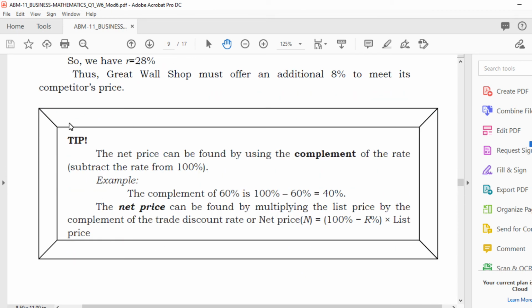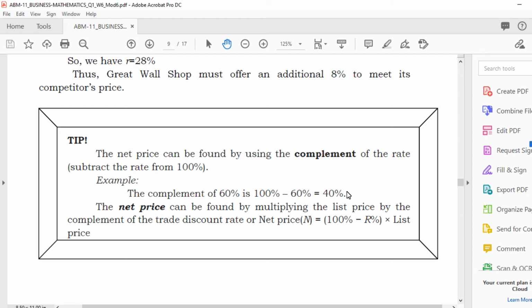So, yun po yun. So, tip para mas padali: the net price can be found by using the complement of the rate. Subtract the rate from 100% para makuha mo yung net price. Example, the complement of 60% is 100% minus 60%, equals to 40%. Yun lang po, less lang.